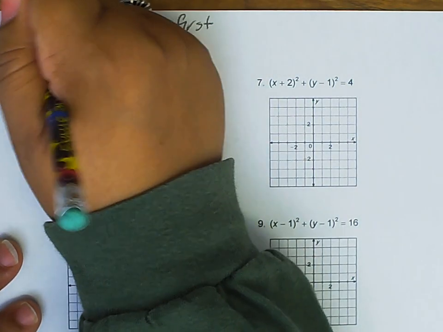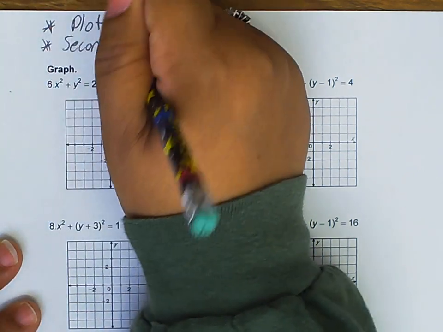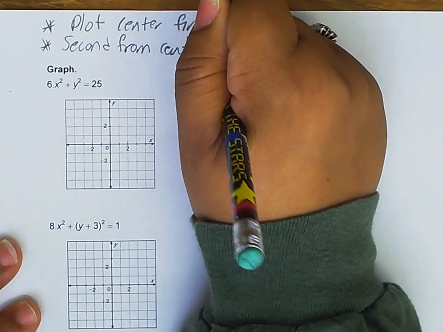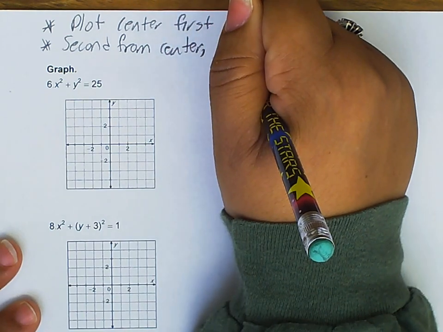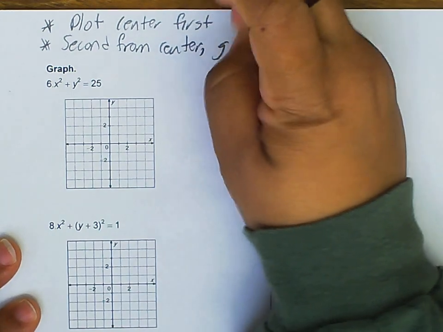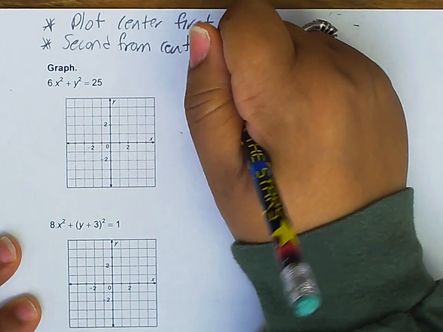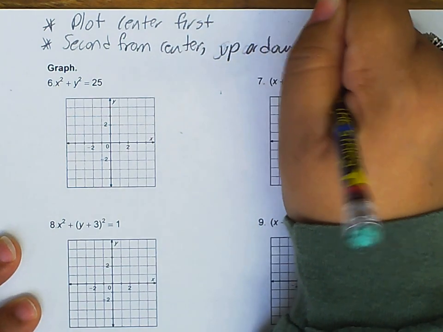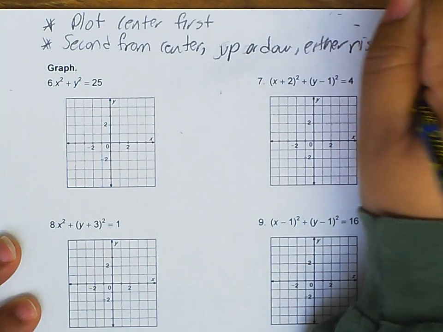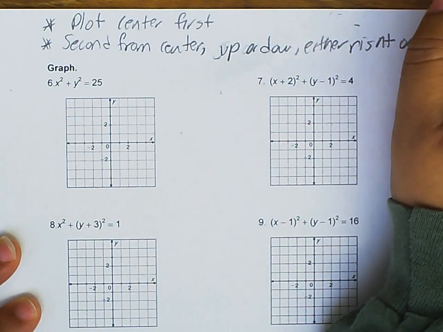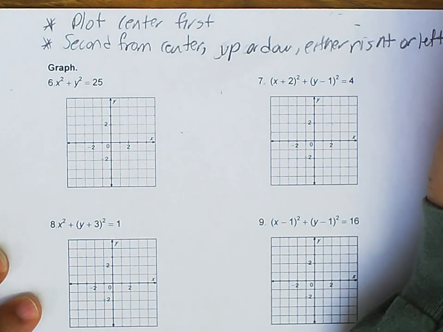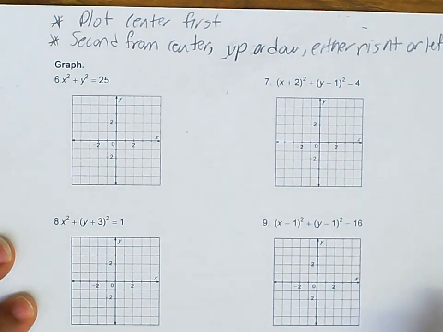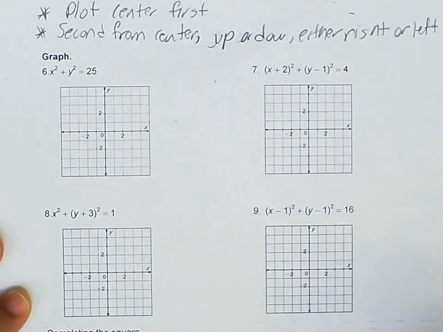And then second, from the center, you're going to go up or down. Oh, I didn't put up. And then you're going to go either right or left. Okay? And that's your radius. I ran out of room to write radius. It's down there. So let me just show you how to do it.